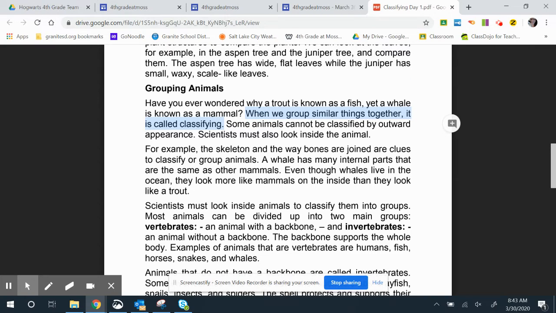Some animals cannot be classified by outward appearance. Scientists must look inside the animal. So even though a whale and a trout look like each other, you have to look inside the animal to discover why one of them is a fish and the whale is a mammal like us.